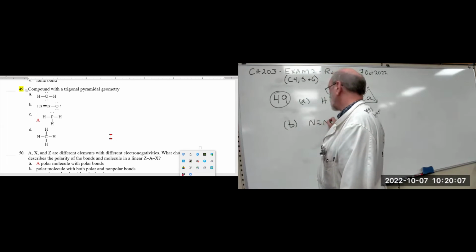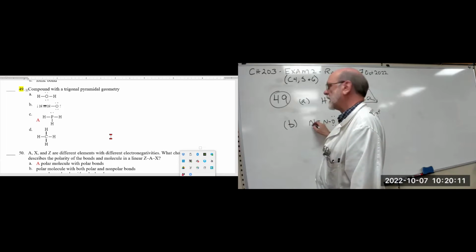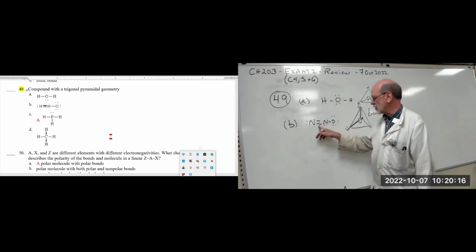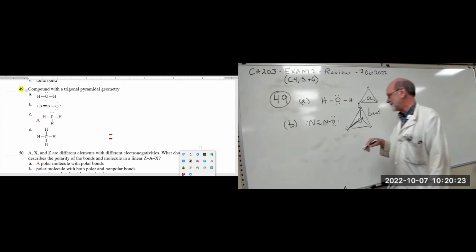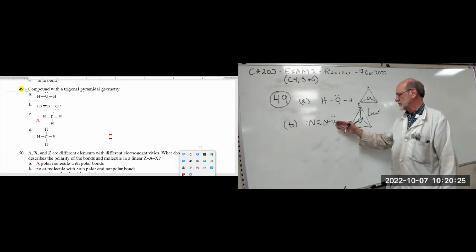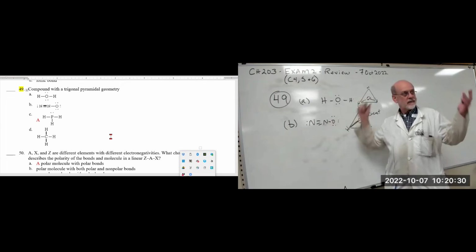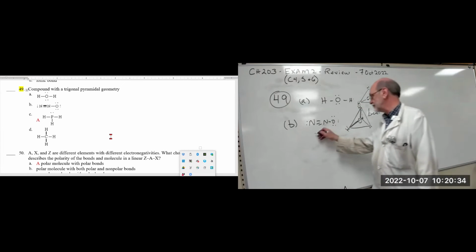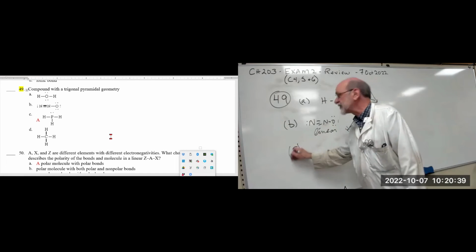N, N, O. And here. Okay. So what do we have here? With two pairs around this one and two pairs around this one, those are linear. And out here, well, actually, this is linear too. Once you get past the lone pairs, that's all you can have. This whole molecule is linear. Okay, how about C?